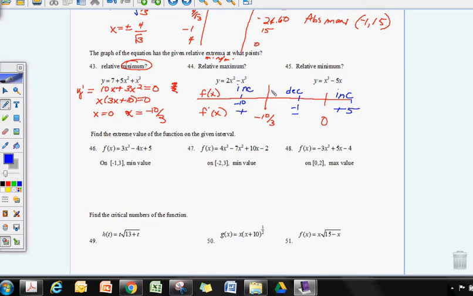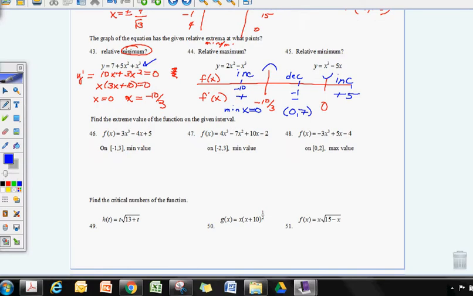So the question asks for minimums, increasing to decreasing, decreasing to increasing. There is a minimum at x equals 0, and if you found the point, it would be 0, 7. I found the 7 by plugging it back into the original. So if it asks for a point, it may be in point form since it is multiple choice. Okay, so moving on to the next one.